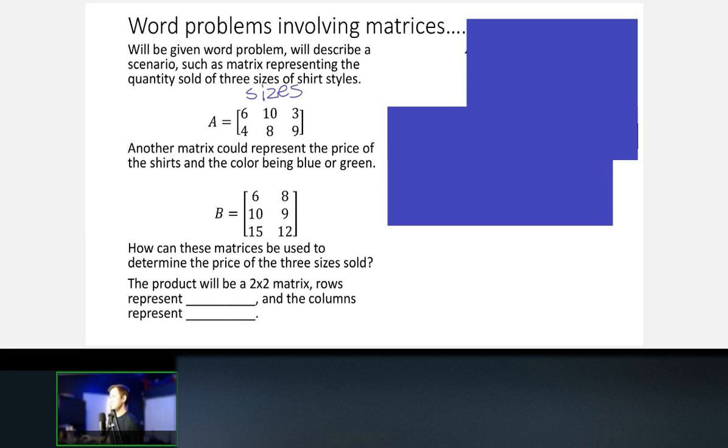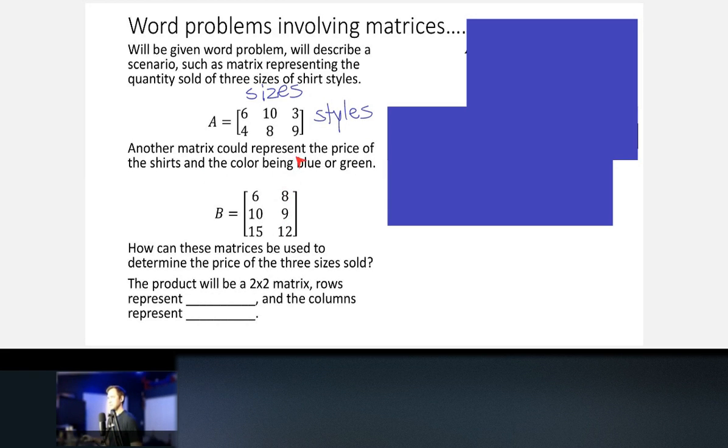And I see a lot of you in chat, Harry said the rows, right? So that means if the columns are sizes, those 2 rows are the styles. So we're going to just do styles. All right. Hopefully that's clear by now. And then the next part of the problem says another matrix could represent the price. So these are the prices. Now these are the prices of the shirts and the color being blue or green. So now we're talking about color and not style. So this one represents something a little different, right?